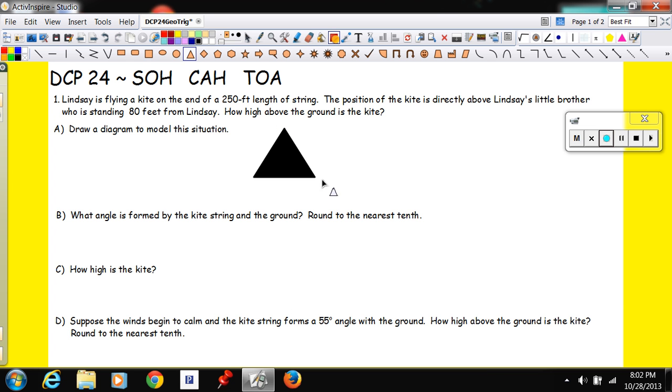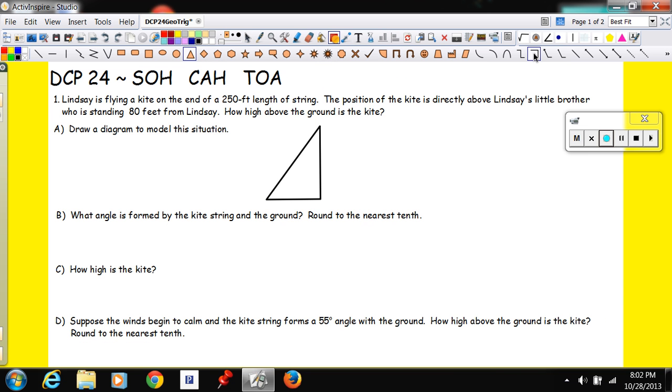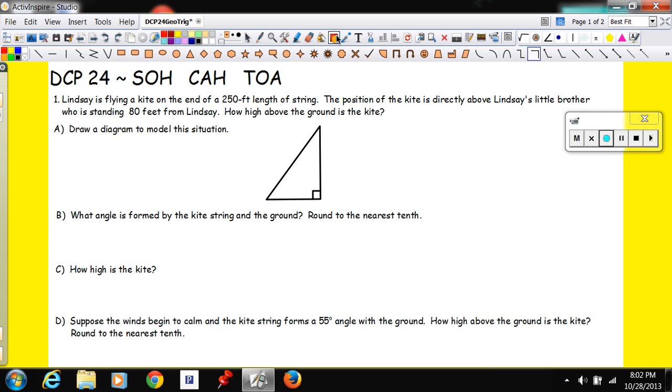So what we have is a right triangle. Let's draw a right triangle. Actually, let's bring this up a little bit. Okay, so let's notate that we have a right angle there. And it says the string. So here's Lindsay down here. Let's make a dot down here where we see Lindsay at.